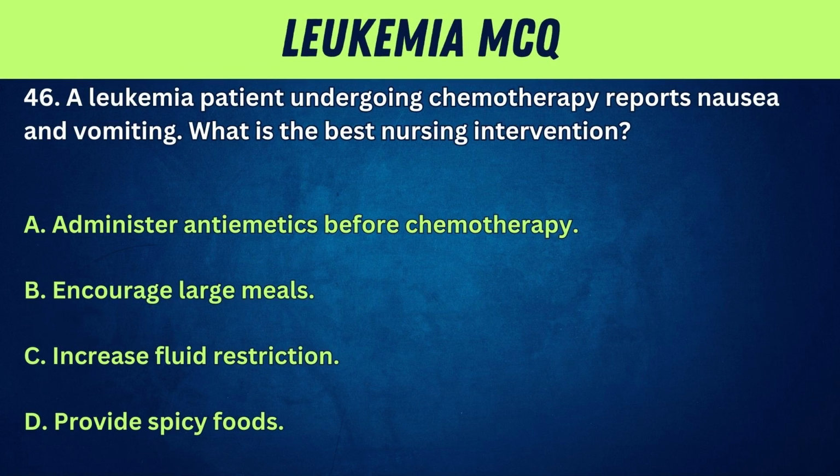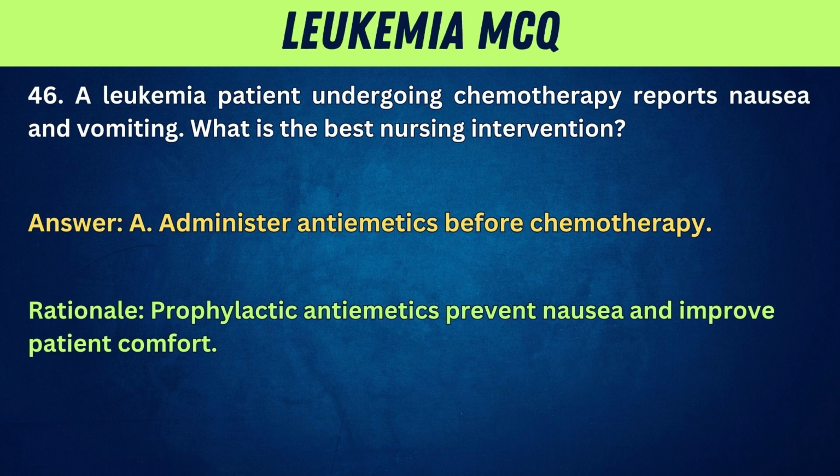46. A leukemia patient undergoing chemotherapy reports nausea and vomiting. What is the best nursing intervention? A. Administer antiemetics before chemotherapy. B. Encourage large meals. C. Increase fluid restriction. D. Provide spicy foods. Answer: A. Administer antiemetics before chemotherapy. Rationale: Prophylactic antiemetics prevent nausea and improve patient comfort.